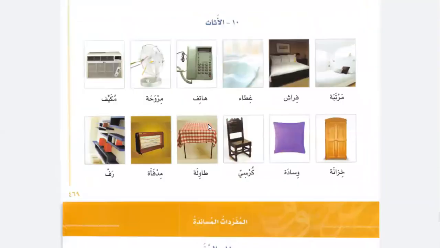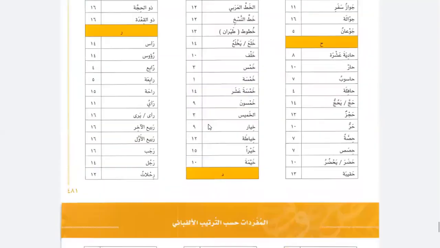So here we have completed this book. Alhamdulillah. Any question?